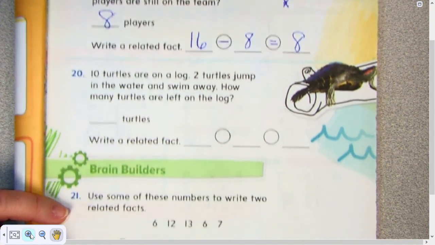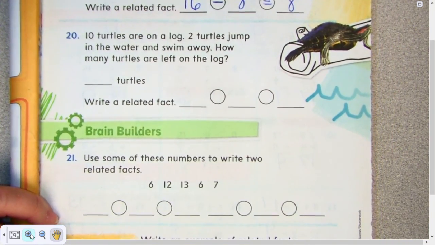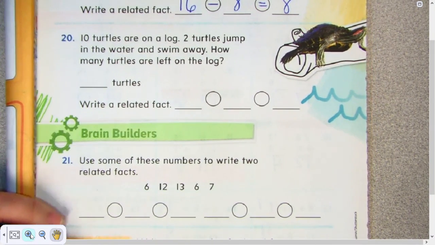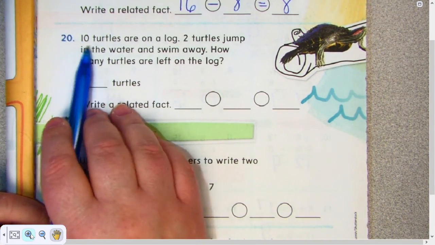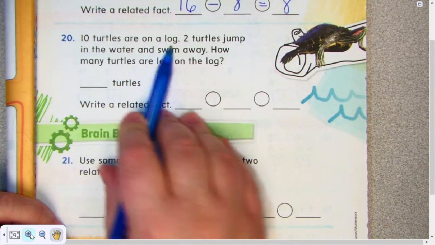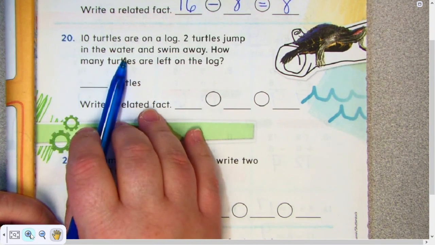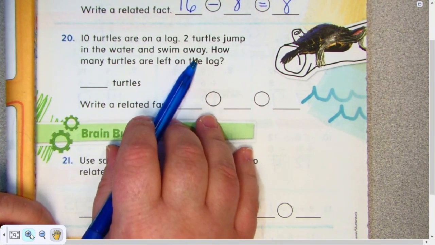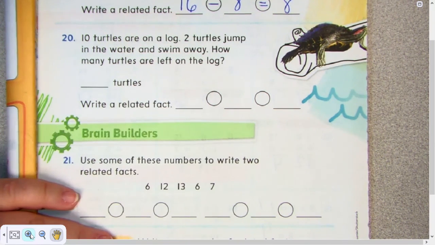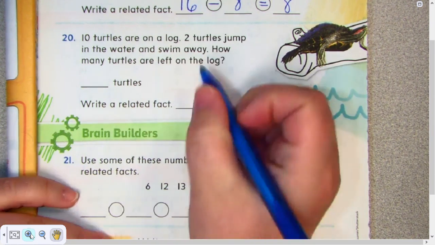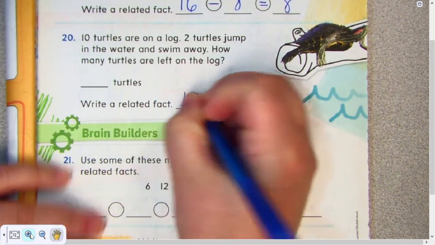Let's mosey on down to 20. I see a turtle. All right. 10 turtles are on a log. 2 turtles jump into the water and swim away. How many turtles are left on the log? So let's start with the very beginning, the first sentence. 10 turtles are on a log. So let's put our 10 turtles.